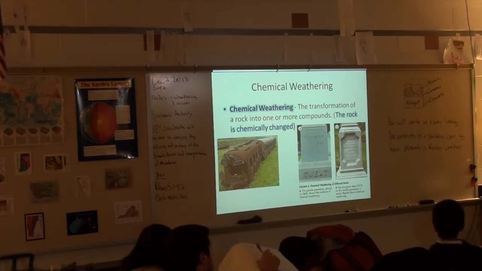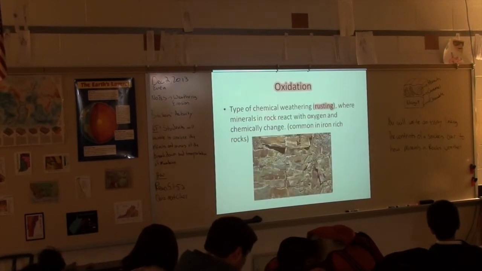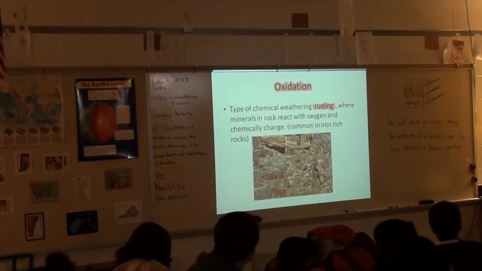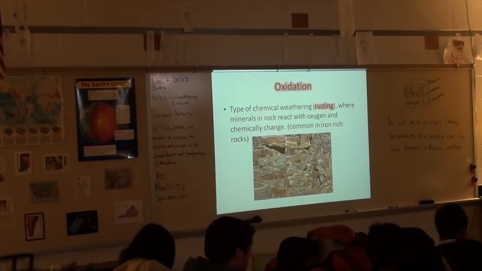On this marble gravestone. Marble, marble, marble. I wonder what marble's made of. The marble gravestone is nearly illegible due to chemical weathering. So here we can tell that some rocks are more easily weathered chemically than others. Okay. So how do they know? Okay, we're going to figure this out. Let's figure this out. The first thing is oxidation. And I got a picture of rocks that have oxidized.